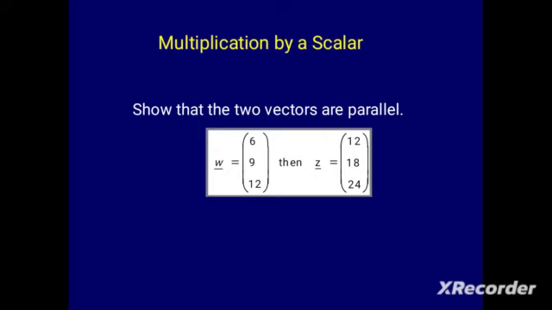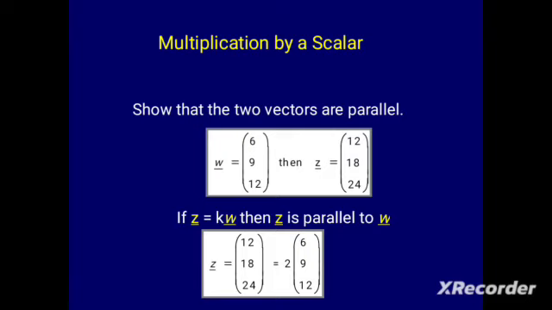So let's now solve this. Show that the two vectors are parallel. We have vector w given by the coordinates (6, 9, 12), and then vector z given as (12, 18, 24). Now if vector z is equal to k vector w, then this means that vector z is parallel to vector w. That is correct. And now we are going to find the value of k, that is the scalar.